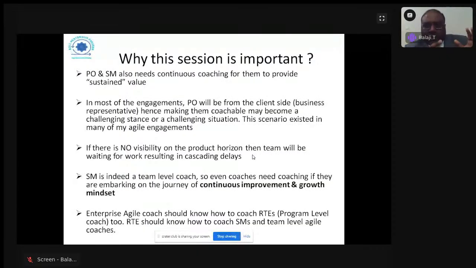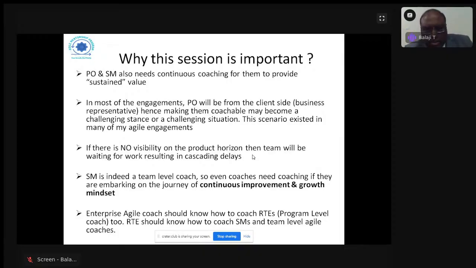The second thing is the Scrum Master. The Scrum Master is actually a team-level coach. Even by your certification details, yes, the Scrum Master is actually a team-level coach. So if your coach is being coached continuously, probably the team will also benefit, right? So coaching the Scrum Master is of paramount importance.